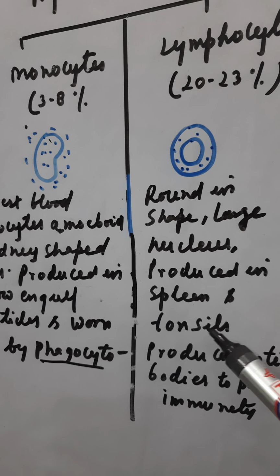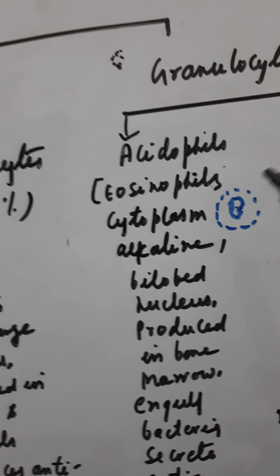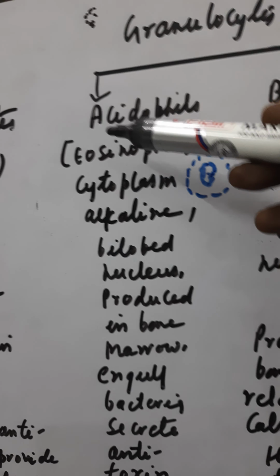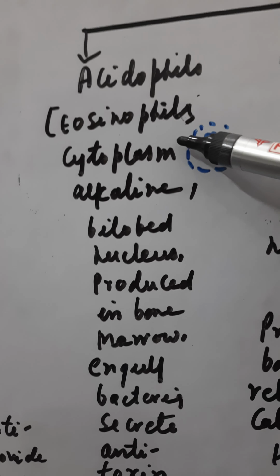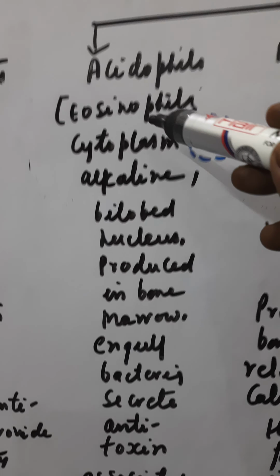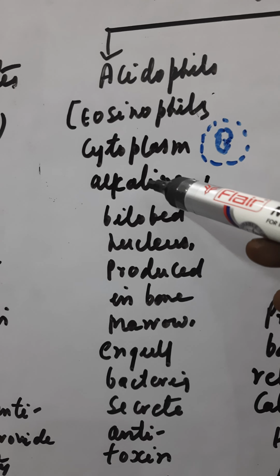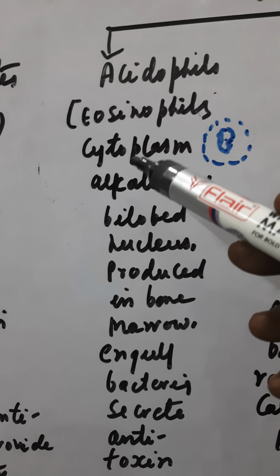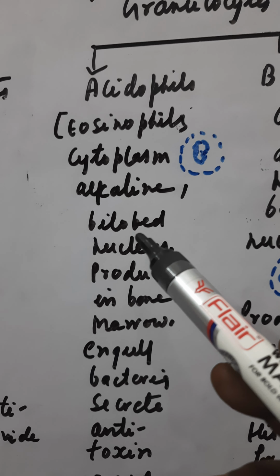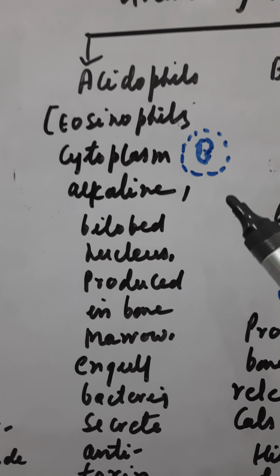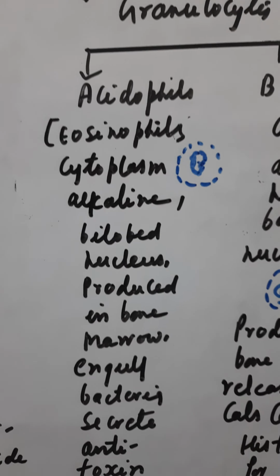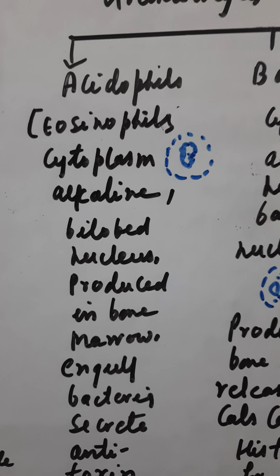Now granulocytes, as I have told you before, are the ones where the grains are present. They are divided into three: acidophils, basophils and neutrophils. Acidophils are also called eosinophils. Here the name is acidophils, but the cytoplasm is alkaline. Underline this line because it is asked in the board examination, and it will be helpful for you in the odd one out also.